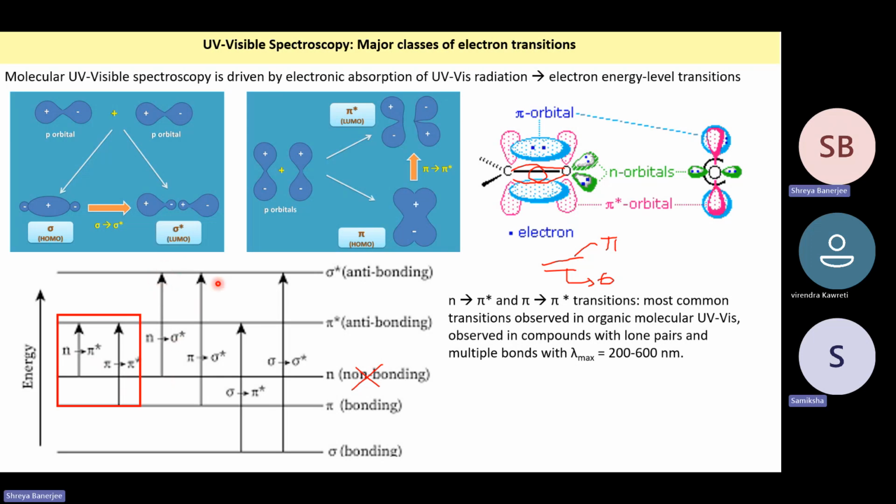And sigma star. Comparatively, whenever you see, sigma bond is stronger than pi bond, right? So sigma anti-bonding will be high and sigma bonding will be low.